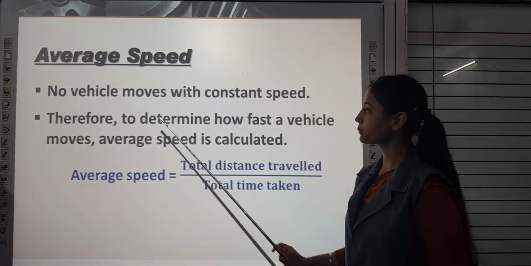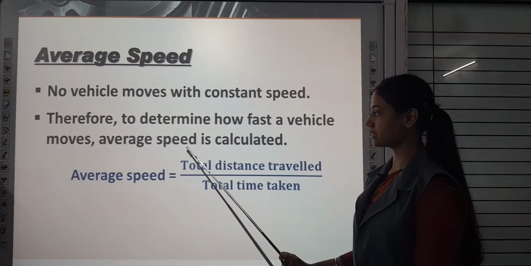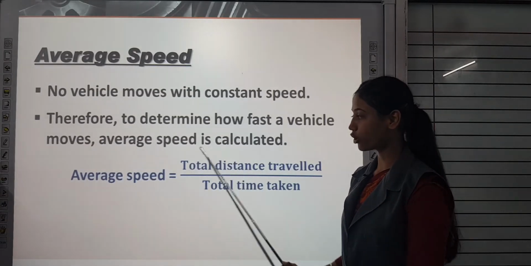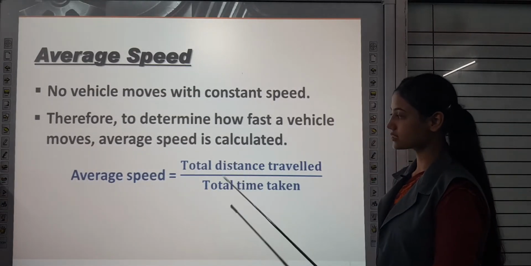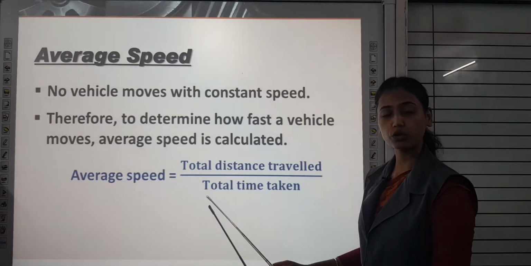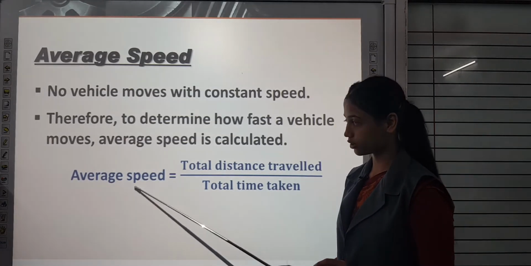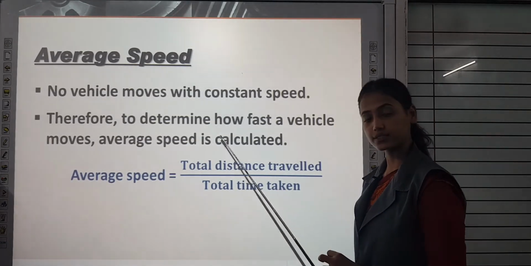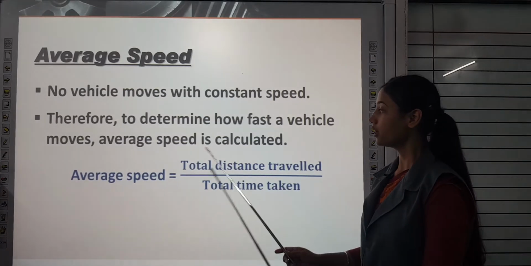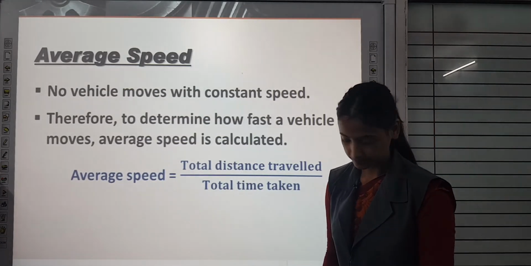So therefore, to determine how fast a vehicle moves, average speed is calculated. The formula for average speed is total distance travelled upon total time taken. In the normal formula of speed, we were taking simply distance upon time. Here we are taking total distance upon total time taken.